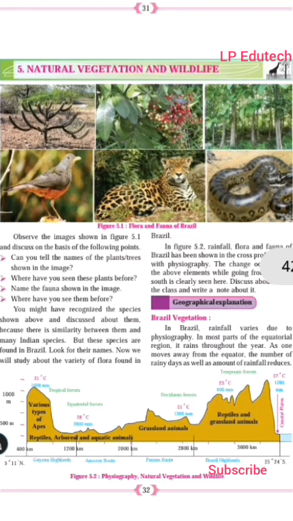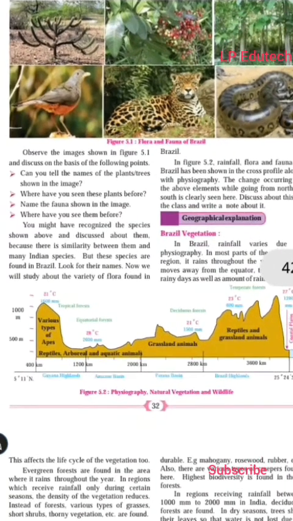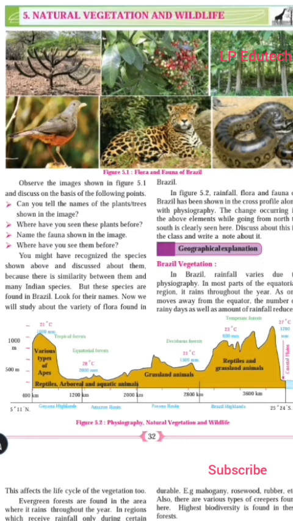Now observe the images shown in figure 5.1 and discuss on the basis of the following points. Can you tell the names of the plants and trees shown in the image? Can you guess, students, what types of images these are, and what types of trees and animals we are going to look at? Yes, of course. Right from the left, in the first column, the following are the names of the plants.